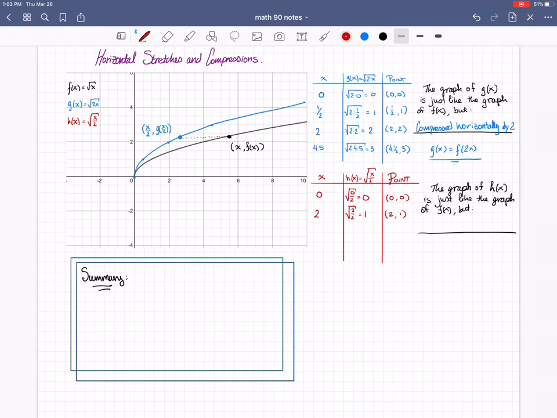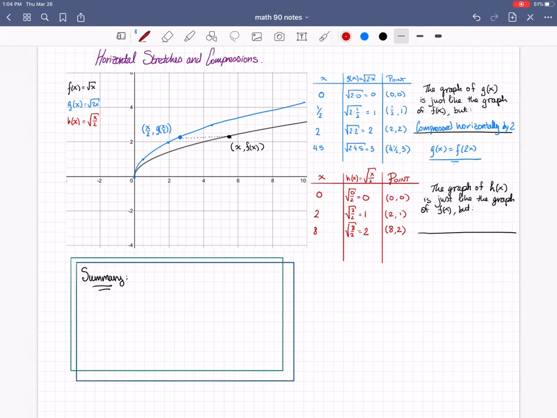Again, if I let x be 4, half of that is 2. That's not a perfect square. So whose half is a perfect square? 8. Half of 8 is 4, and the square root of 4 is 2. So the point here is 8, comma 2.